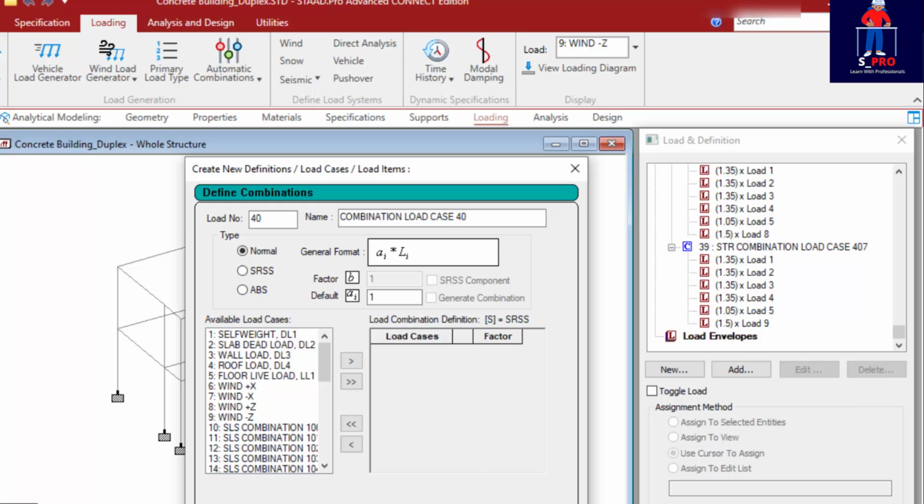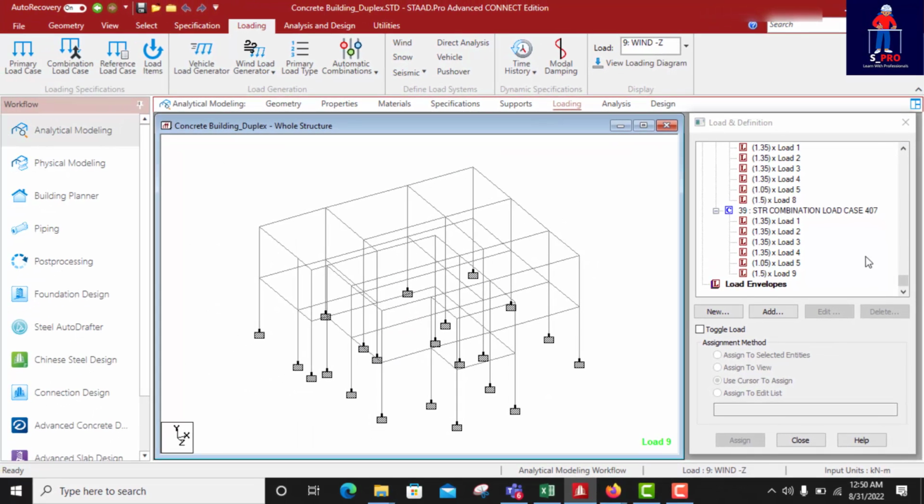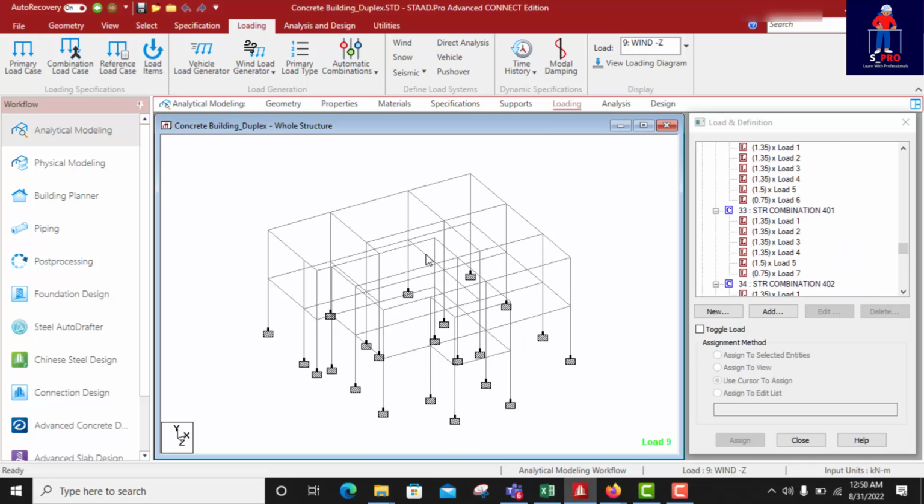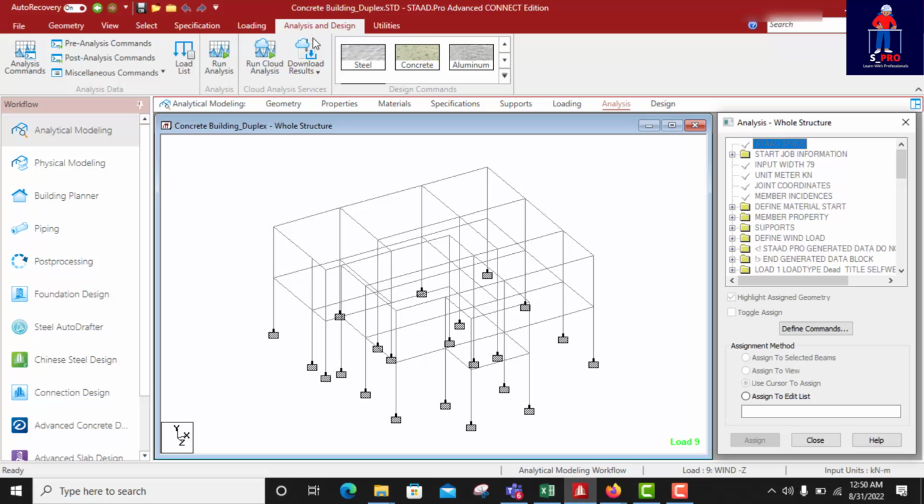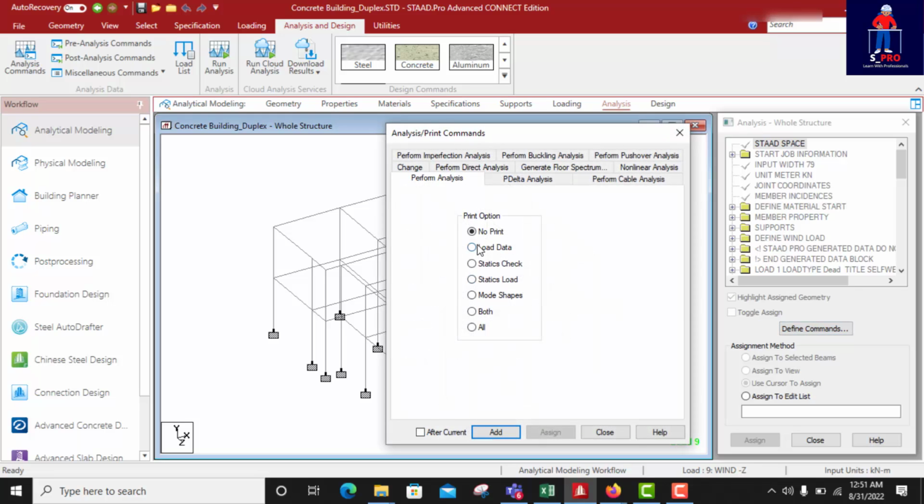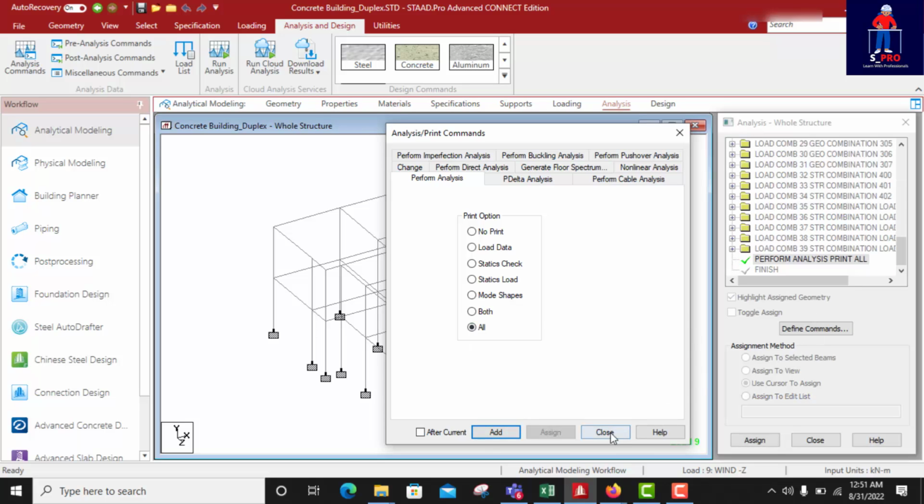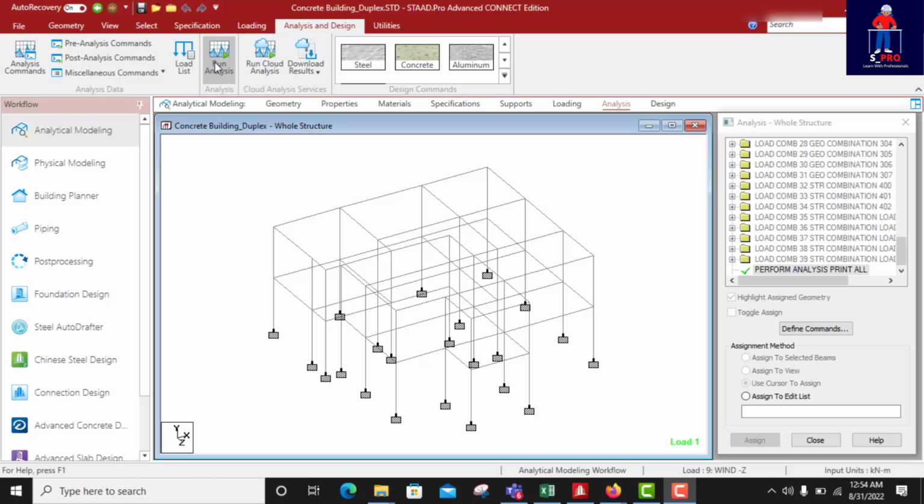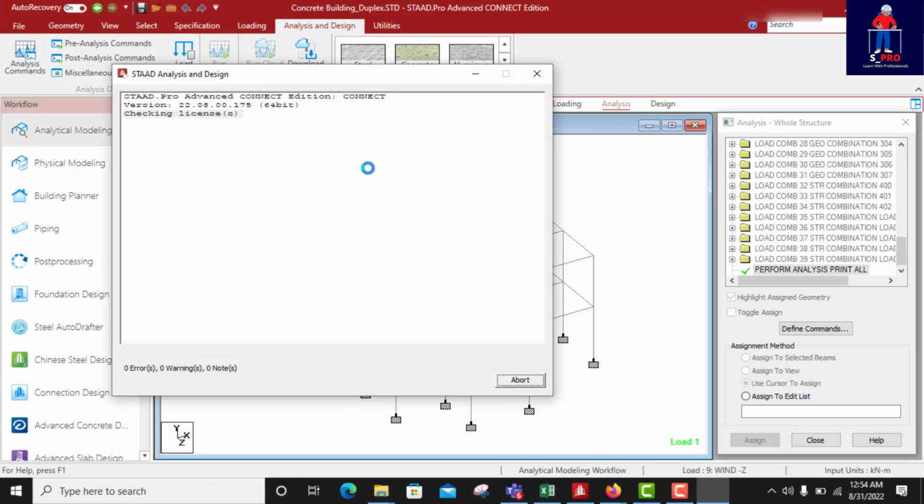Okay, then the remaining thing is to run analysis. We are done with load combination, so we'll just quickly run analysis. Click on analyze and design, then find the find command. Okay, under perform analysis, you can select all, add, close, then click on run analysis.